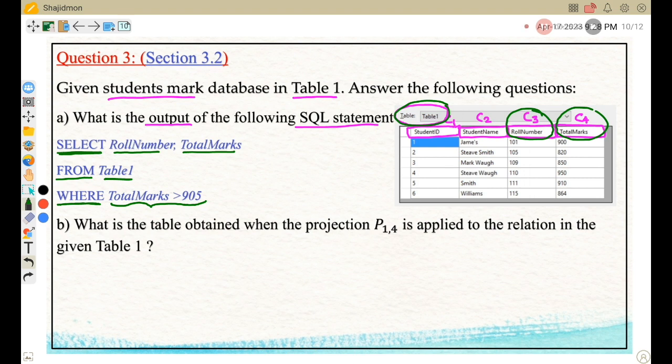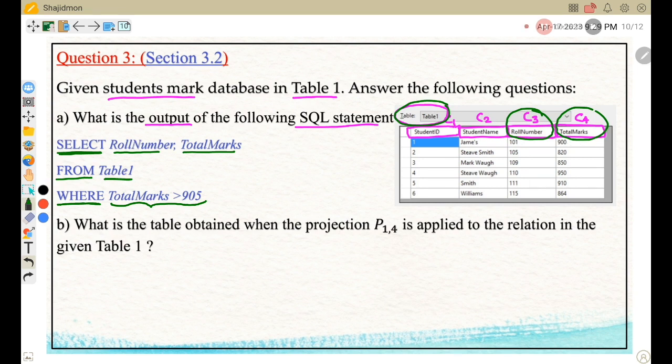Okay, that is our question here. We are using the selection operation, and the condition is total mark greater than 905. You can see table number 1 and the total mark column, which is column number 4.